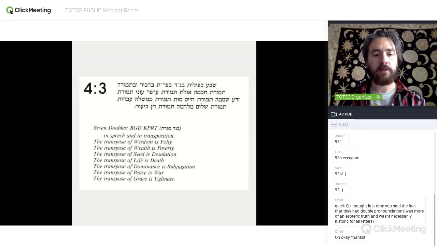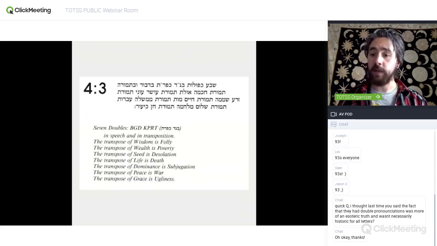And then in the third verse here, we see 7 doubles, Beth, Gimel, Daleth, Kaf, Pei, Resh, Tav, in speech and in transposition. The transpose of wisdom is folly. The transpose of wealth is poverty. The transpose of seed is desolation. The transpose of life is death. The transpose of dominance is subjugation. The transpose of peace is war. The transpose of grace is ugliness.